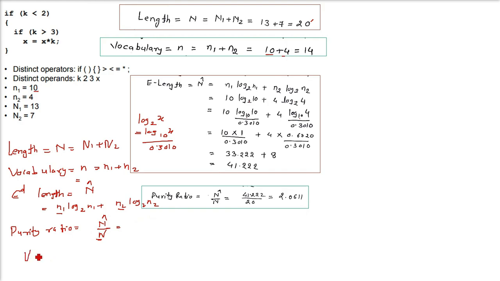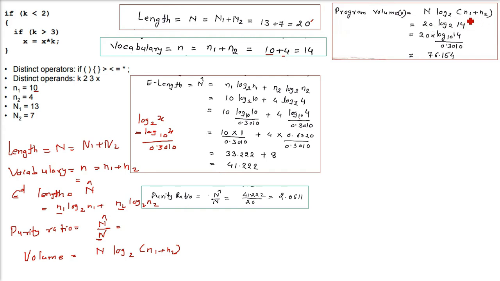Next thing is program volume, or just volume. Volume will be capital N log base 2 of small n1 plus small n2. So 20 is capital N, log is base 2, and n1 plus n2 we have already computed, it is 14. As I'm saying, you have to change the log base 2 to log base 10, so just divide by 0.3010, and 76.154 will come. Now volume is there, next is difficulty. The difficulty will be small n1 by 2 into capital N2 by small n2.